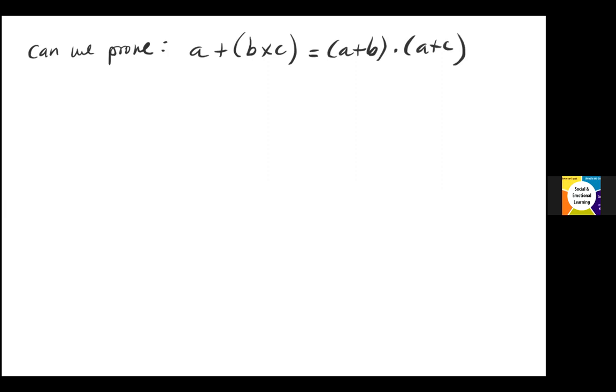How can we prove that A plus B times C is equal to A plus B times A plus C? How could we prove if this was true or not?